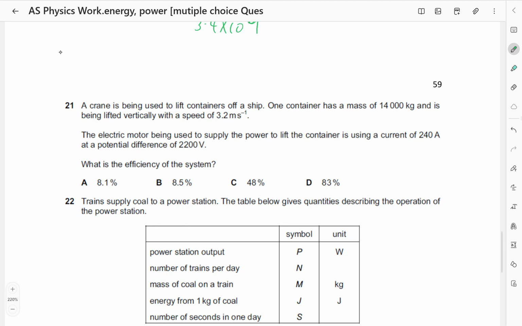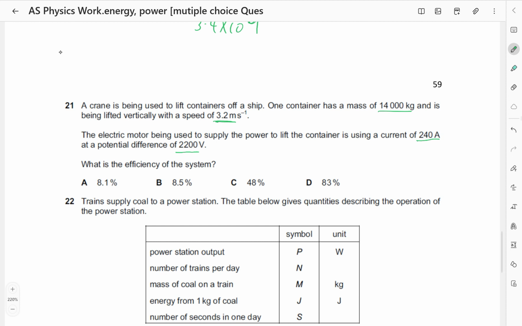A crane is being used to lift containers off a ship. One container has a mass of 14,000 kilograms and is being lifted vertically with a speed of 3.2 meters per second. The electric motor being used to supply the power to lift the container is using a current of 240 amperes at a potential difference of 2,200 volts. What is the efficiency of the system?